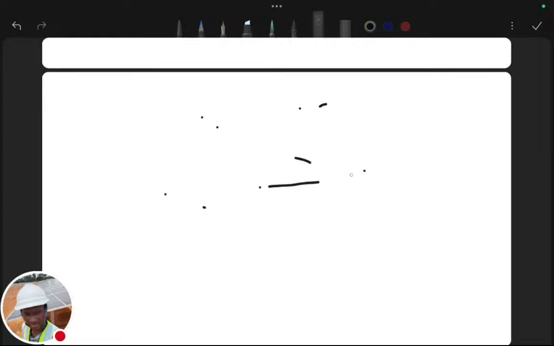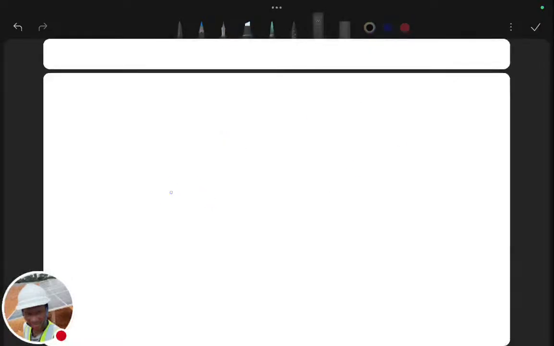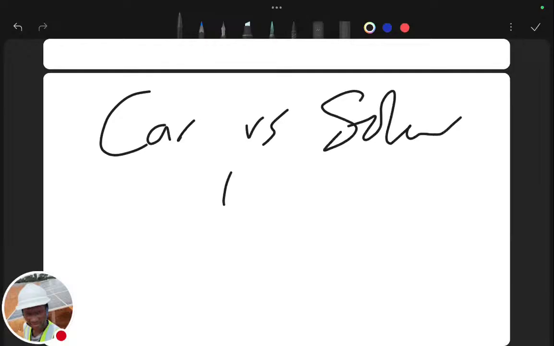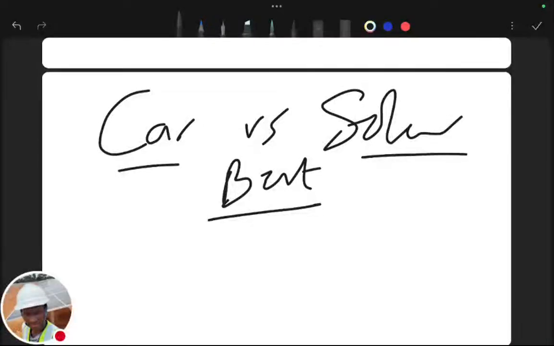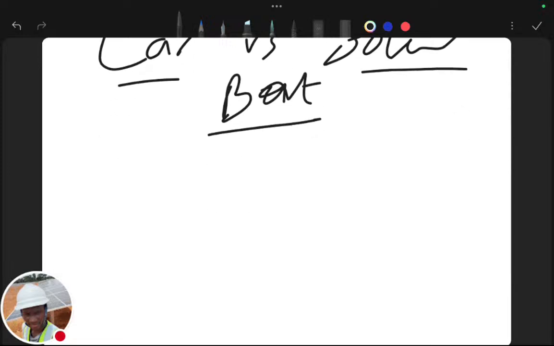All right. So let's talk about the difference between a car battery and a solar battery. Sorry, I'm still getting used to the pen of this tablet, so my handwriting might be a bit uninteresting. So let's talk about the difference between a car battery and a solar battery.